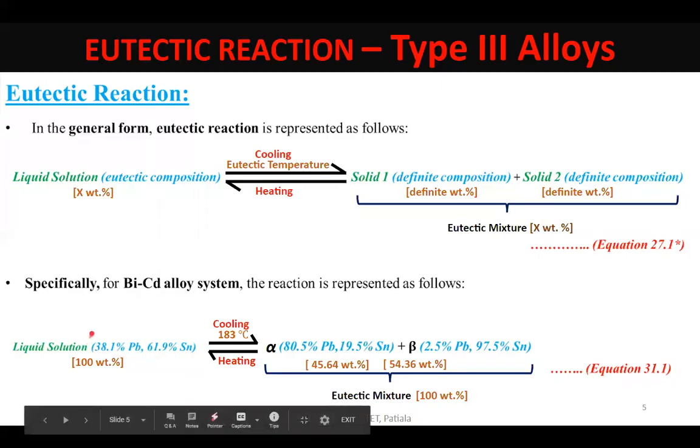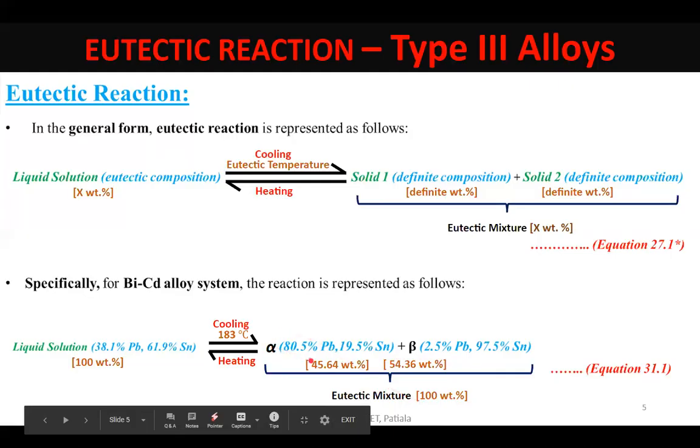And this liquid solution present at the eutectic temperature during cooling will undergo the eutectic reaction and will transform to two new solid phases, the new solid phases being alpha of maximum solid solubility and beta of maximum solid solubility. So you can see alpha is formed of maximum possible solute 19.5% tin, and beta also formed is of maximum solid solubility of solute 2.5% lead, and this whole is called the eutectic mixture.